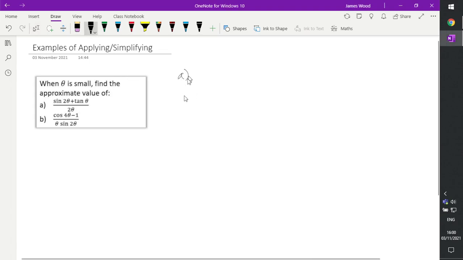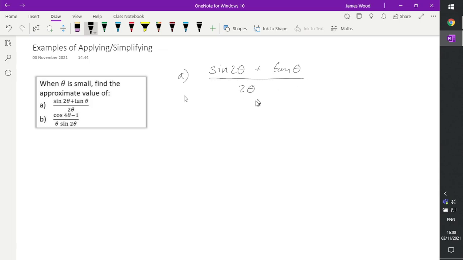So if we look at A, we've got sine 2 theta plus tan theta over 2 theta. So that's going to become, when theta is small, instead of sine 2 theta, that's just going to become 2 theta. Because remember, sine theta just becomes theta. So when it's 2 theta, it's just going to become 2 theta. Tan theta, that will approximate to just theta. This thing on the bottom, well, that will stay like that. So this is going to approximate to 3 over 2. And that's obviously much simpler than this expression here.